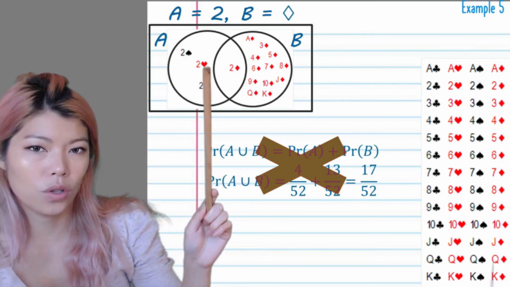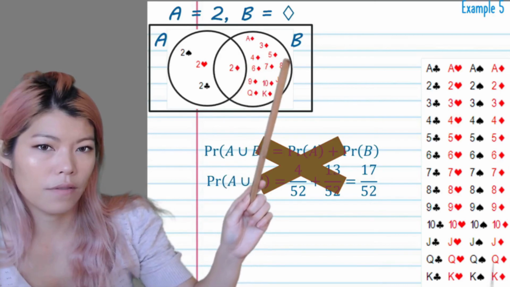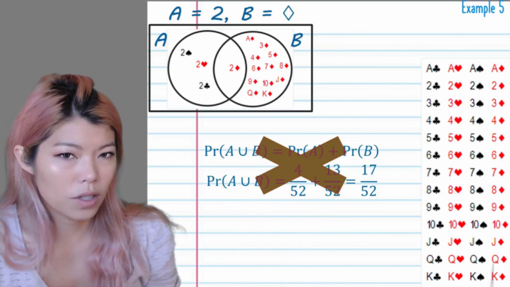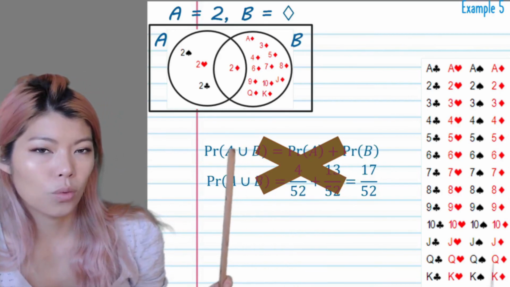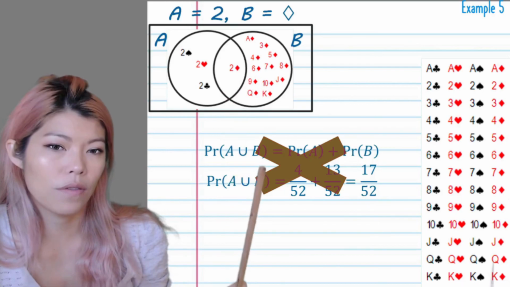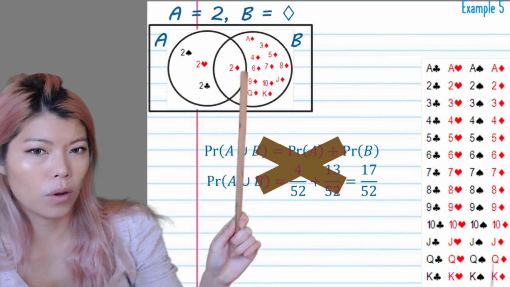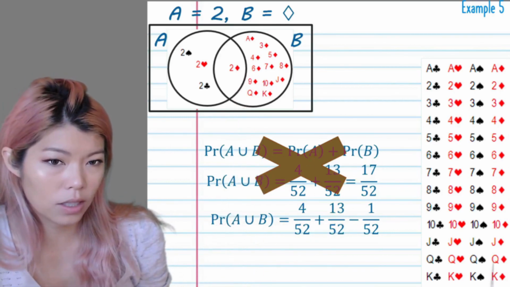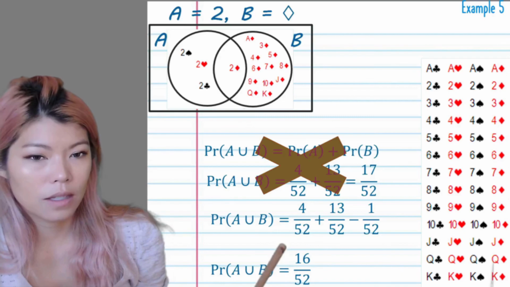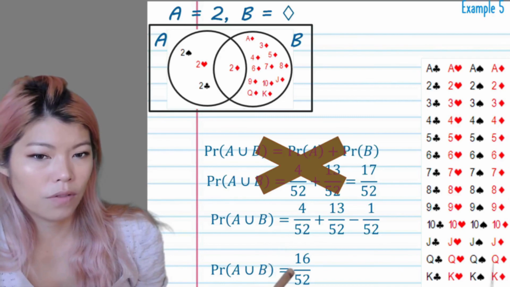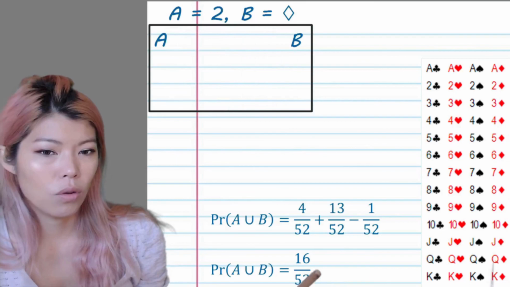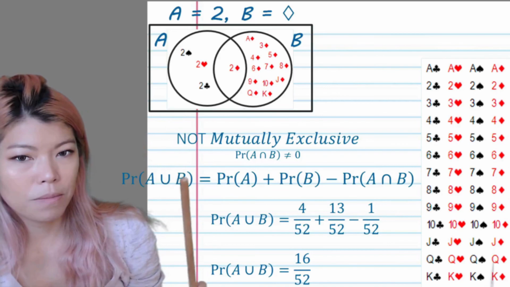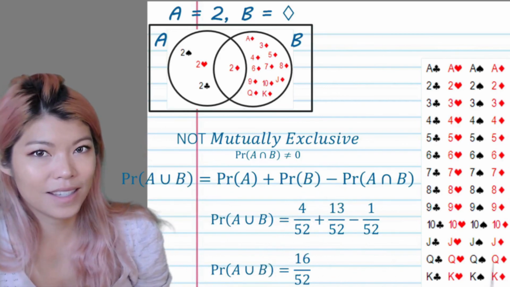Let's count that. 1, 2, 3, 4, 5, 6, 7, 8, 9, 10, 11, 12, 13, 14, 15, 16. It should be 16, not 17. Why did this happen? Because when it's not mutually exclusive, we have added A and B, but we also have to subtract the intersection, that 2 that we accidentally counted twice. So now it becomes 16 over 52, which simplifies to be 4 over 13. So in this case, we're not mutually exclusive. So A union B is A plus B minus the intersection.